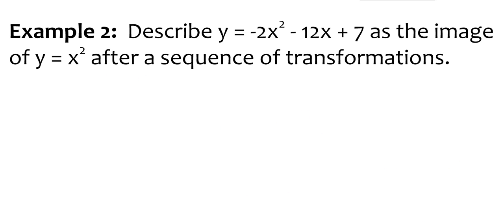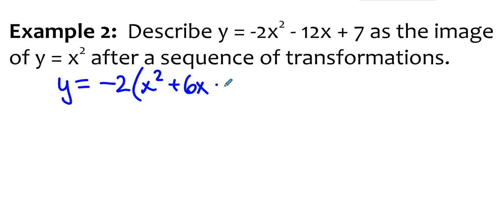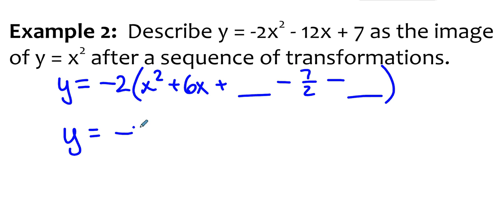Well, we could do it again. We could describe this parabola as the image of y equals x squared after a sequence of transformations. We can do that. It gets a little tricky because we'd like to pull out the negative 2, wouldn't we? This is x squared plus 6x plus some number minus a 7/2 minus some number, right? Because we want this to be negative 2 times something squared and then some number back here.